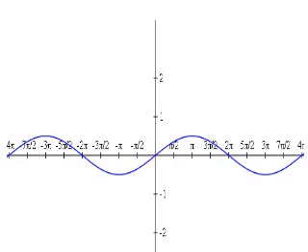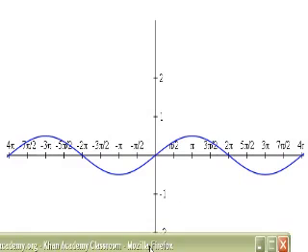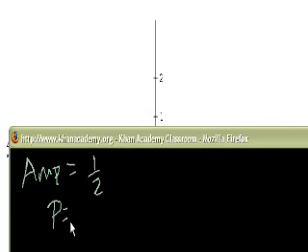And how many cycles does it complete within 2 pi radians? Let's see. If we start here, it looks like it completes only half a cycle, right? Because it takes 4 pi radians to complete the entire cycle. So it only completes half a cycle. We could think of it either of two ways. We could say that the period is equal to 4 pi, because that's how long it takes to complete one cycle. Or we could say it can only complete half a cycle within 2 pi radians.